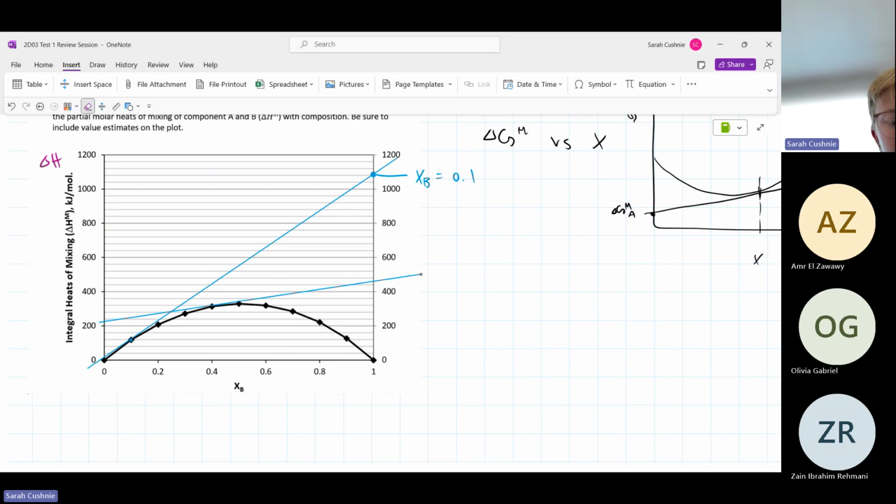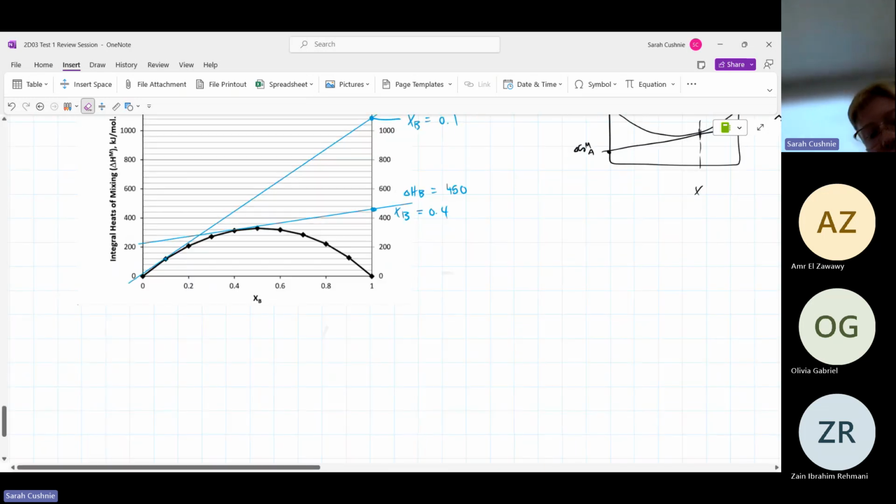Nobody needs me to do that. For example, this point right here would be xB equal to 0.4. And this value right here would maybe be a delta H_B equal to, I don't know, like 450 or thereabouts, etc. And then you're going to do that for all of the values.